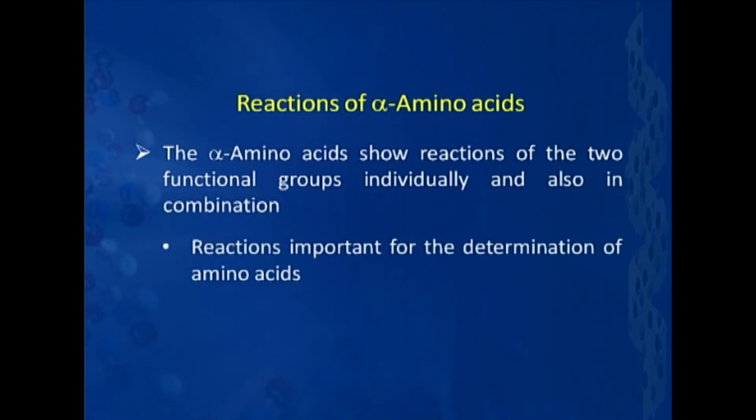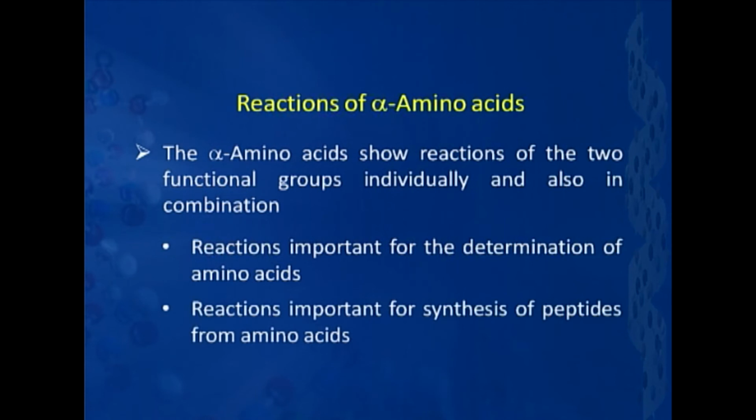There are a number of reactions possible there, and what we will do is talk about only the important reactions of alpha amino acids, and here again I will talk about two categories of reactions. The first category is the ones which are important for determination of alpha amino acids, and second are the ones which are important for synthesizing peptides, which we will take up in the next session. Okay. Now, let us continue with reactions which are important for determination of alpha amino acids.